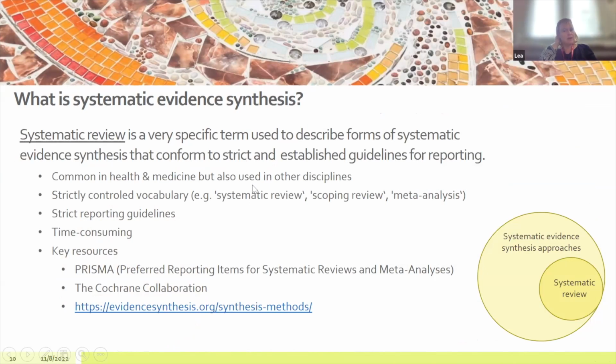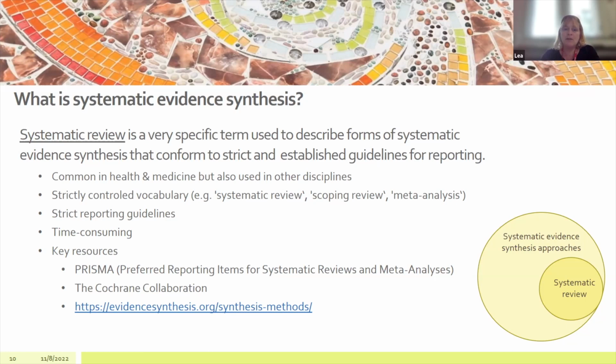Just reiterating what I talked about, there's quite a strictly controlled vocabulary in some disciplines. So using the term systematic review can be quite contentious. So many people, myself included, will avoid using the term systematic review unless we're following clear systematic review guidelines. And so some of those terms are strictly controlled in different disciplines, particularly in health and medicine, but also others.